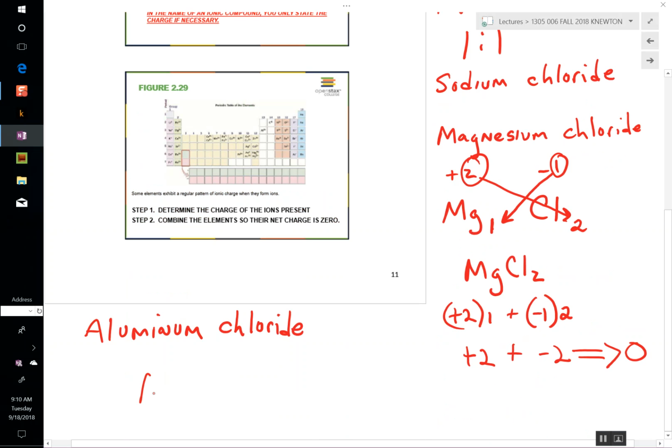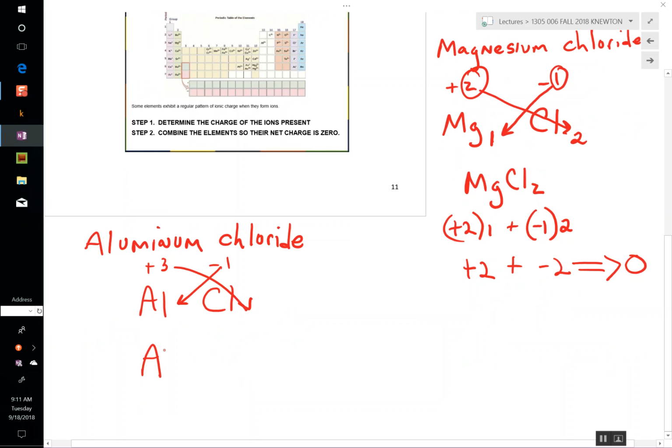So it's aluminum with a +3 charge. It has 3 valence electrons. Chloride is going to have a -1 charge. We're going to move this 3 right to there and that 1 there. Not the -1, just the 1, just the magnitude of that number. And we get Al1Cl3, but we do not write 1s in these formulas. Okay? 1s are understood.